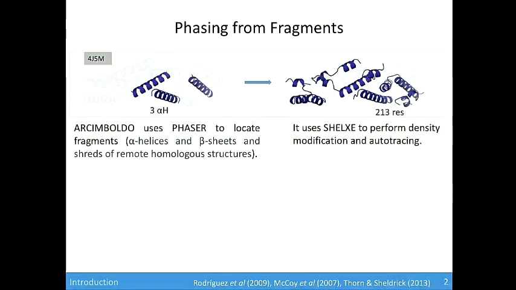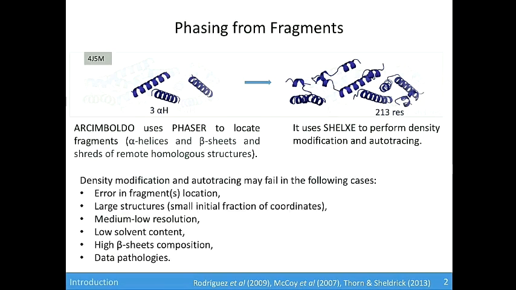A lot of people talked about phasing macromolecules from fragments. Archimboldo uses the strategy of locating fragments with Phaser. Those fragments are usually ubiquitous to proteins, such as α-helices, beta sheets. They can come from libraries. They can be shreds of remote homologous structures. If the fragments are close enough to the real structure, then SHELXE may perform density modification and autotracing and reveal the rest of the structure, as this picture shows.